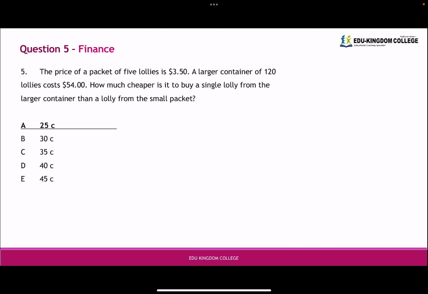Question 5. The price of a packet of 5 lollies is $3.50. So in that packet of 5 lollies, 1 lolly equals 70 cents. Now, a large container of 120 lollies costs $54. So if we do 5,400 divided by 120, okay, we can get rid of this. So 12 goes into 54 4 times, so that's 48, leaves over 6, which it goes into 5 times, so 45 cents per lolly in this 120 container. So that's 25 cents cheaper than the first one.